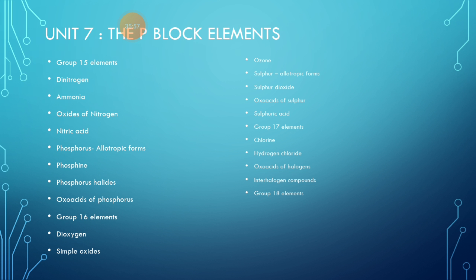And oxides or oxyacids of phosphorus, the structure and its basicity we are going to learn over here. So from group 15 we are going to learn two elements, that one is nitrogen and its compounds and phosphorus and its compounds. In group 16 we are going to learn about the electronic configuration and the physical properties of group 16 elements.